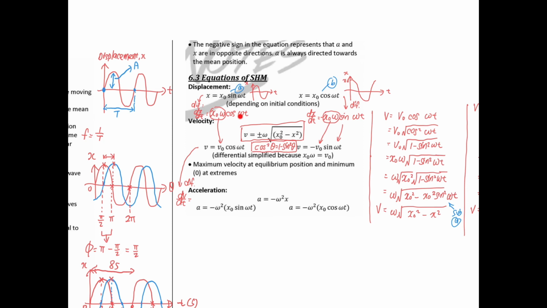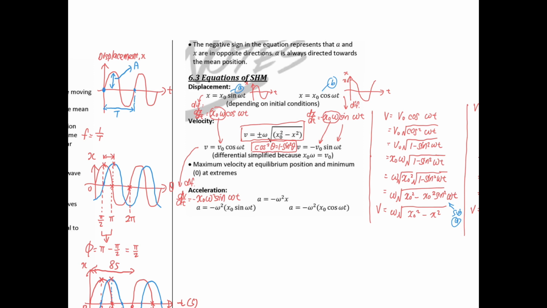I have to differentiate omega t first. Differentiate the angle, you will get omega. So x naught omega multiplied with omega, you get x naught omega square. So that is what happened to the front part: x naught omega square. And then differentiate cos, you get negative sign. So that's why here negative sine omega t.